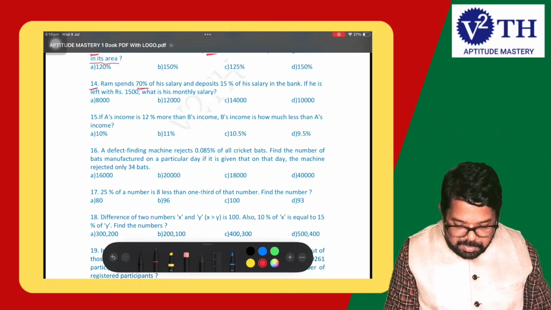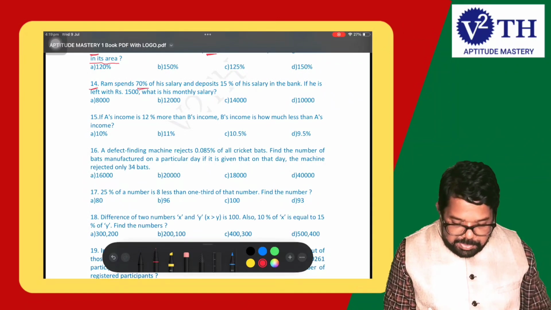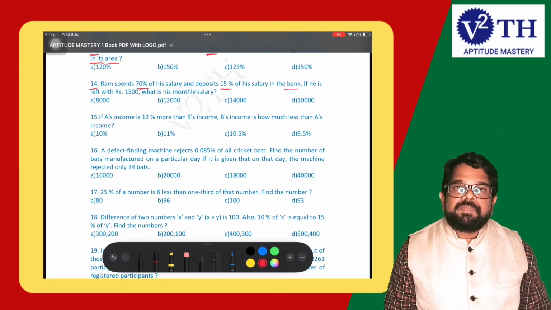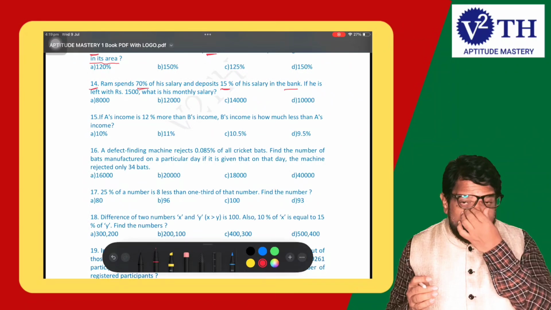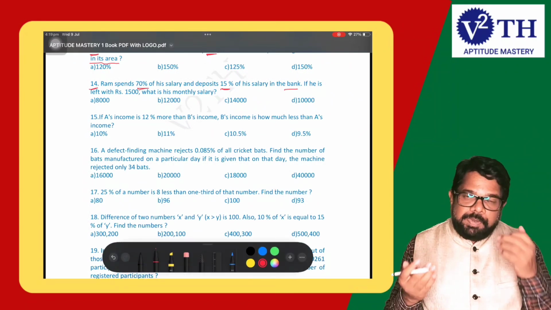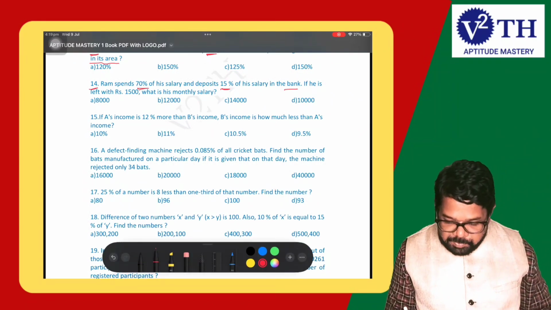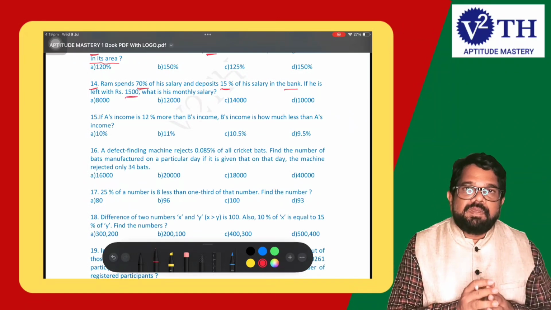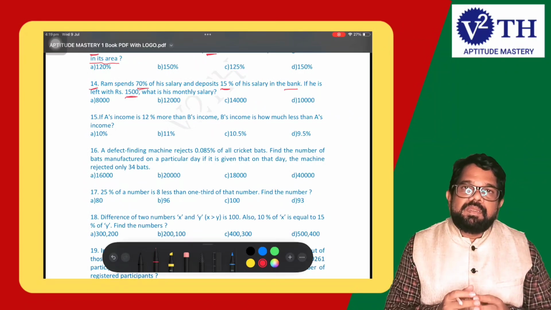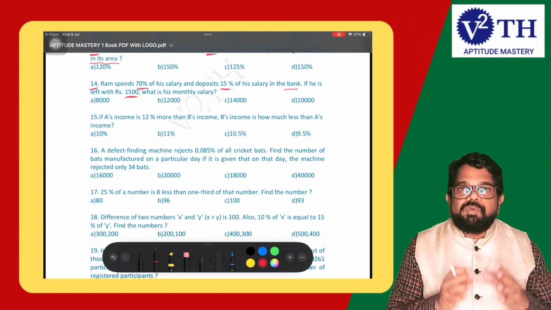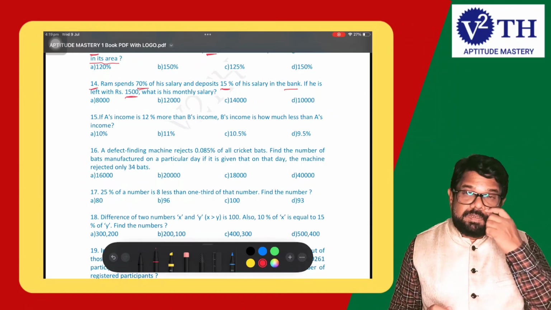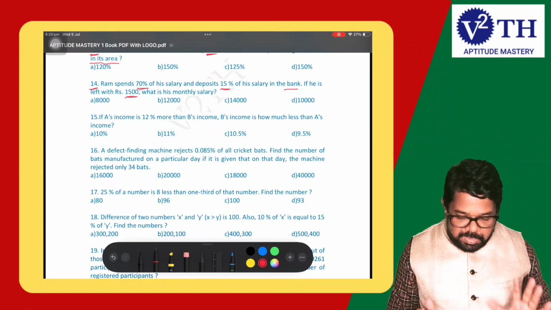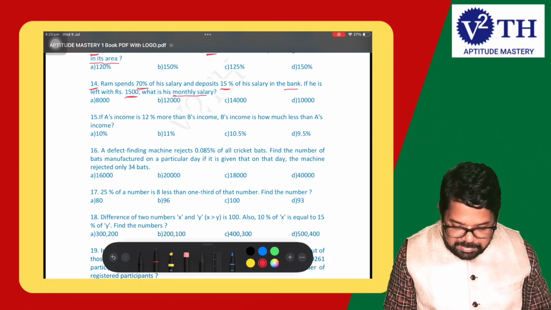Ram spends 70% of his salary and deposits 15% of his salary in the bank. So in his salary, he spends 70% and 15% he deposited in the bank. If he is left with 1500 rupees after these two operations, after spending money and depositing money in the bank, he has 1500 rupees. Now, what is his monthly salary?